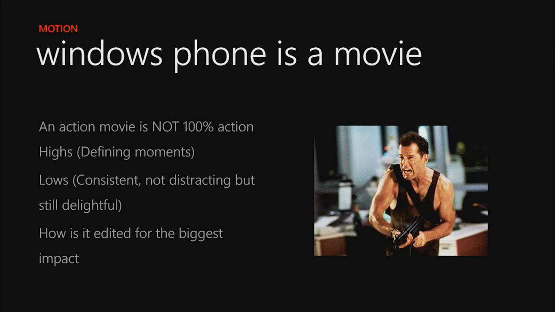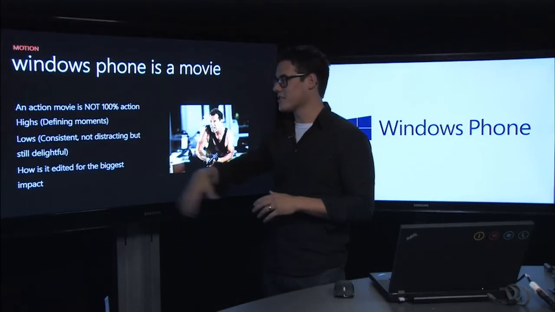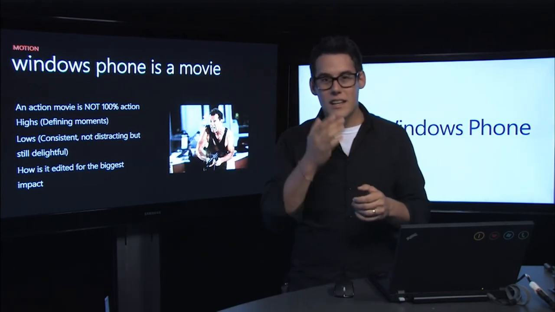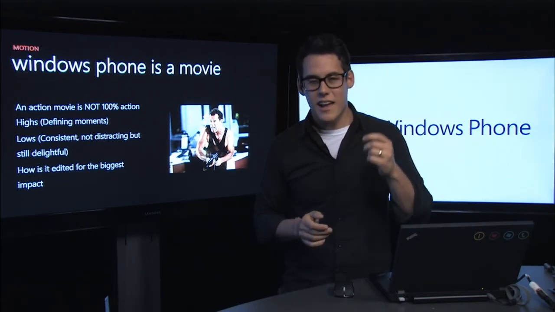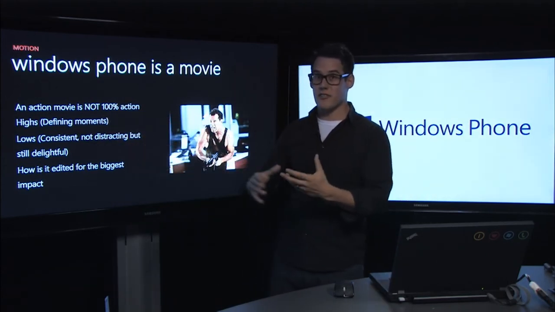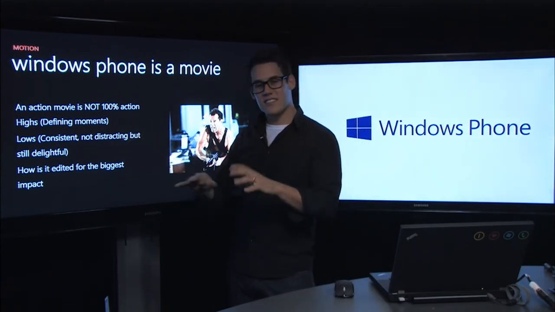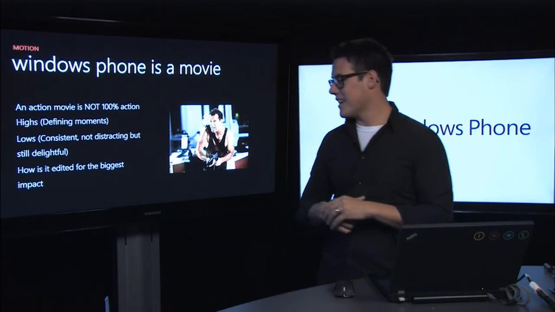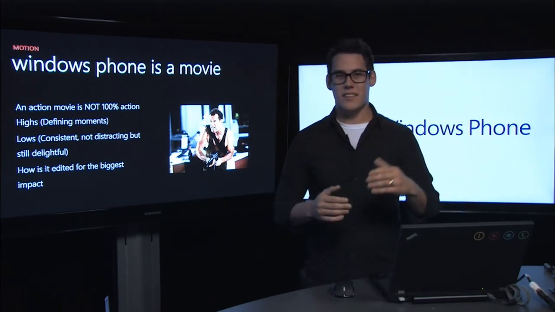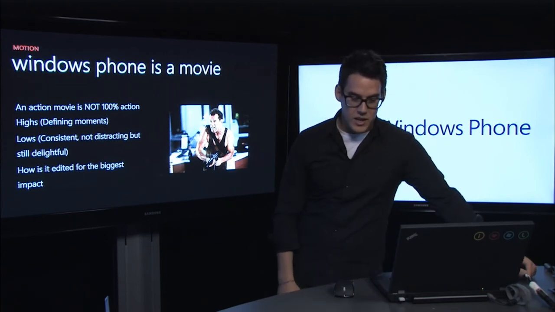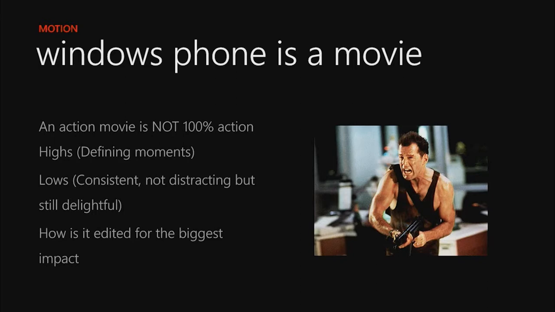So we have highs, which are defining moments. And maybe this is start screen and lock screen for us. Then we have lows, consistent but not distracting, still delightful. Little moments that they're going to see when they're checking their email day in, day out. They don't need to be these highs, these big, beautiful motions that are in your face, but they need to be consistent and still delightful, but we don't want them to take up too much time. And then how it is edited is for the biggest impact. Like, how do these motions all work together? Each animation is part of the system, and no animation should stand out as different. Each animation serves a purpose and gets out of the way quickly.